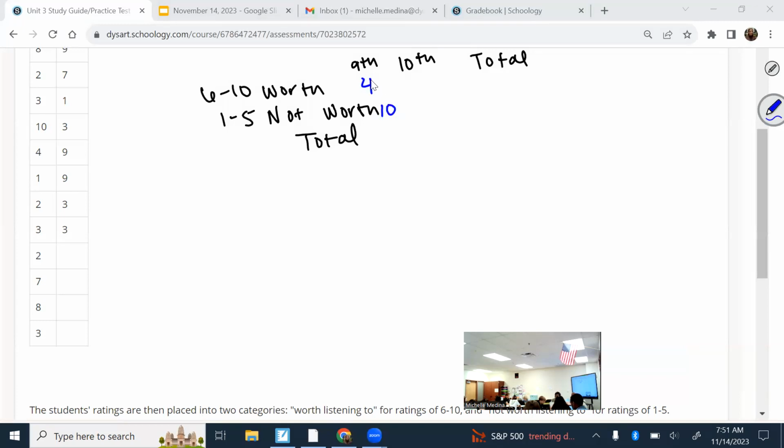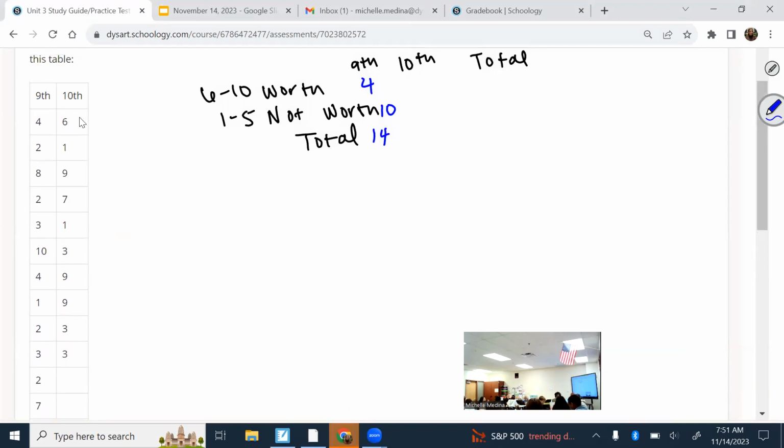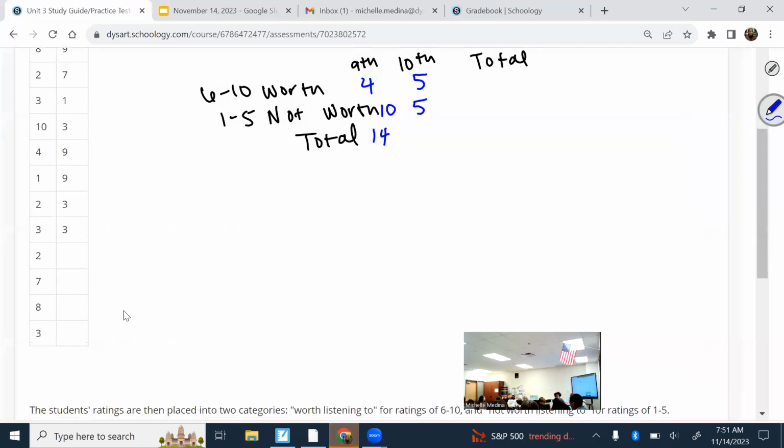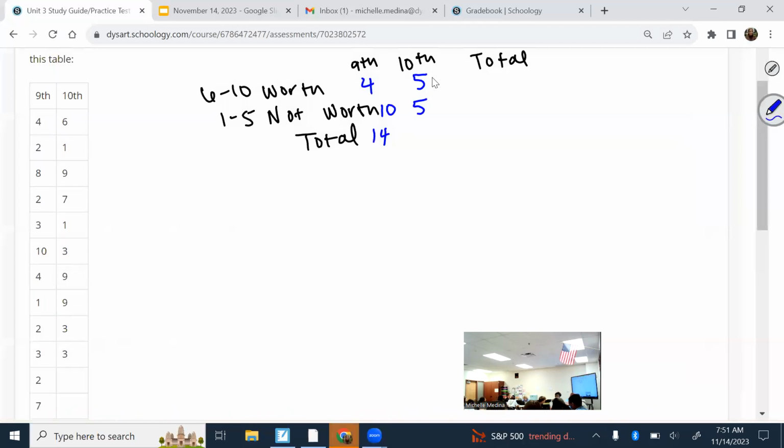So then add those together. That'll give me the total for this column. 4 plus 10 is 14. So that should go there then. And now we're doing the same for the 10th graders. So worth it would be 6 through 10. So count how many values said that. I counted 5. Correct me if I'm wrong. And then for not worth it, 1 through 5, I counted 5 as well. So then add those together, I get 10.